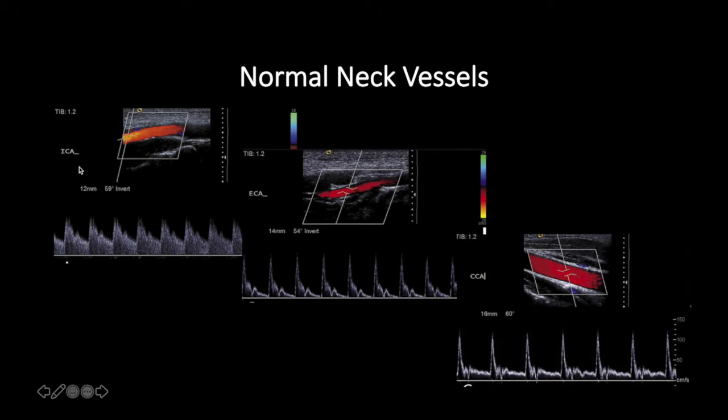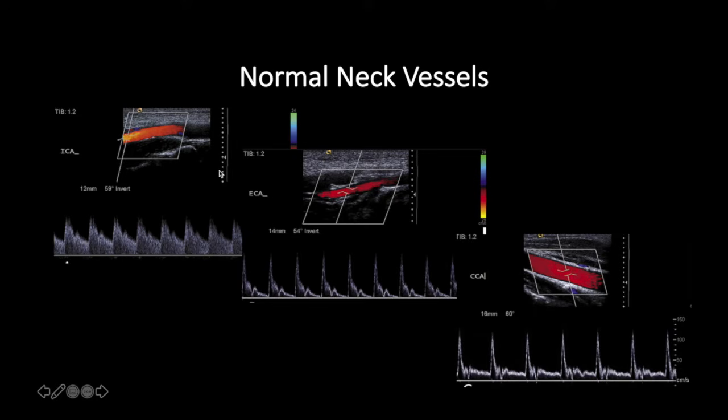We'd expect this because the internal carotid artery is feeding the brain, and we need it to always be feeding the brain. So we want a low resistance waveform in the ICA like this. The second picture here is the external carotid artery, or the ECA. The normal ECA waveform is a higher resistance waveform. There's still forward end diastolic flow, but this is a relatively high resistance waveform.